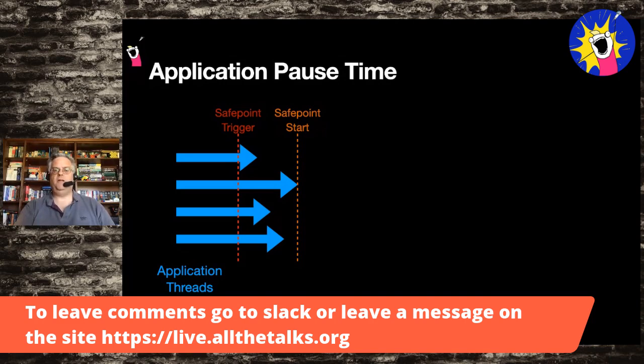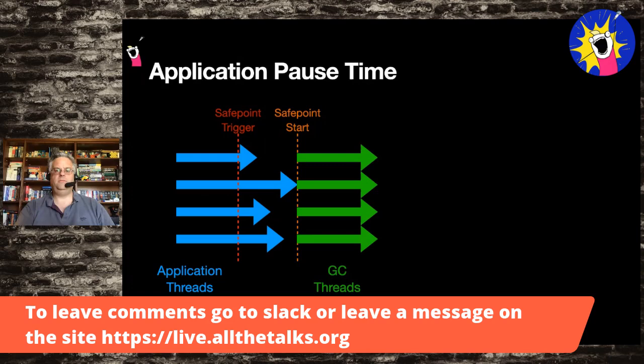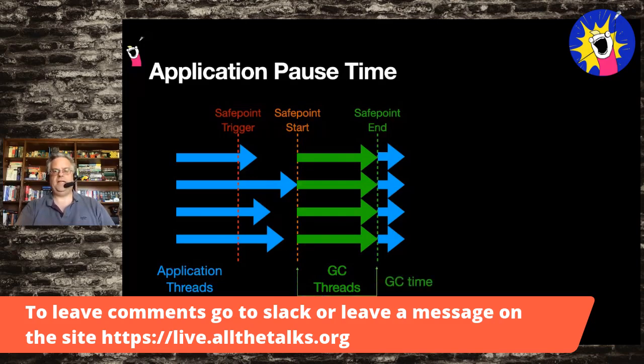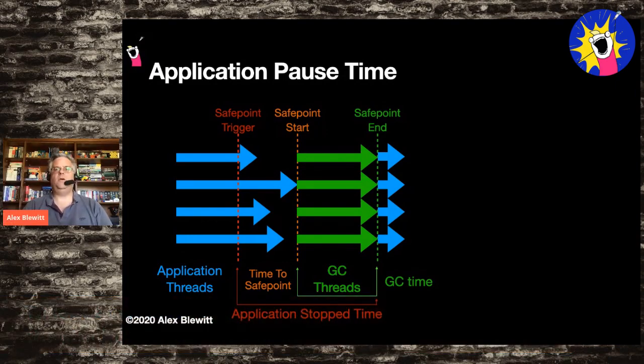Once we're at a safe point, the JVM can then do whatever cleaning it needs to do, for example, running garbage collection threads, and then we end up at the end of that with the safe point end, and application threads can continue running after that. So the time where the GC threads are running is the time where your garbage collection algorithm is actually doing work, but the application stop time is the time between when the JVM wanted to go into a safe point and when it actually finished doing all of the work that it needed to. And so there's something called the time to safe point, which is the gap between when the JVM decided to trigger a safe point and when it could actually start doing some work in there.